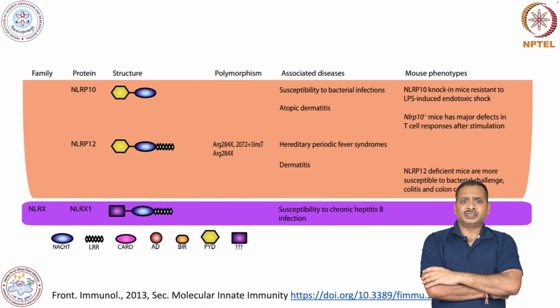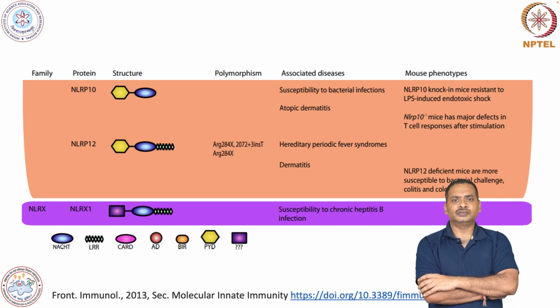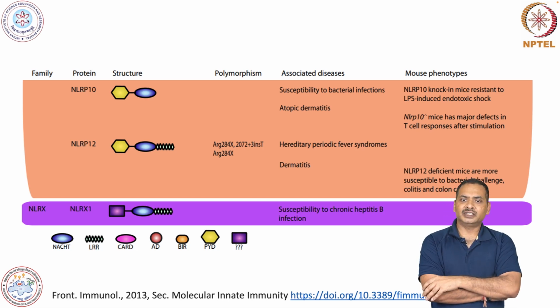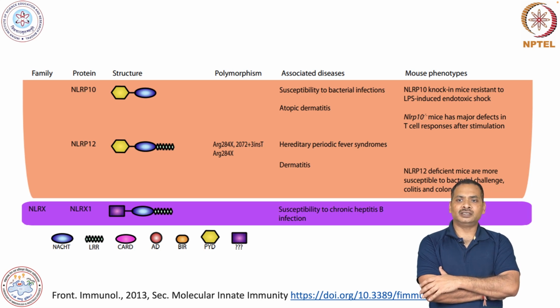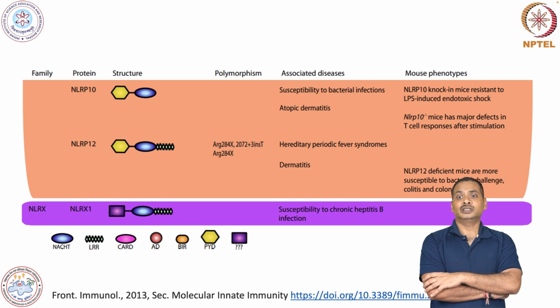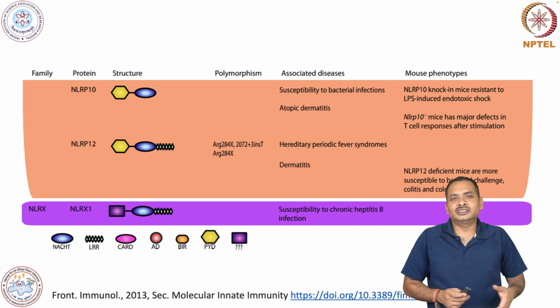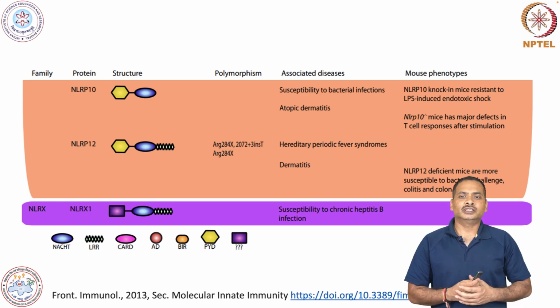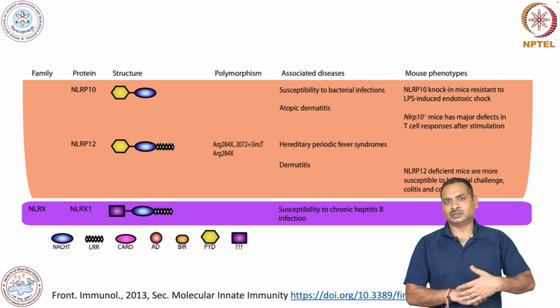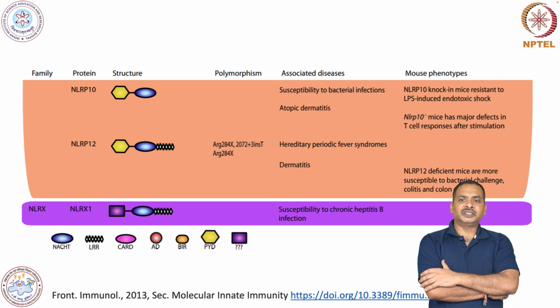Next is NLRP10, and this NLRP10 is associated with susceptibility to bacterial infection in humans and atopy and dermatitis, and the knockout mice of NLRP10 are resistant to LPS induced endotoxic shock. So, this suggests that maybe NLRP10 is in one way or other involved in production of inflammatory cytokines upon LPS challenge. Okay. NLRP10 mice have a major defect in T cell response after stimulation.